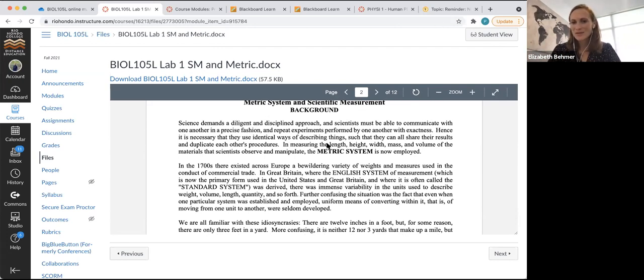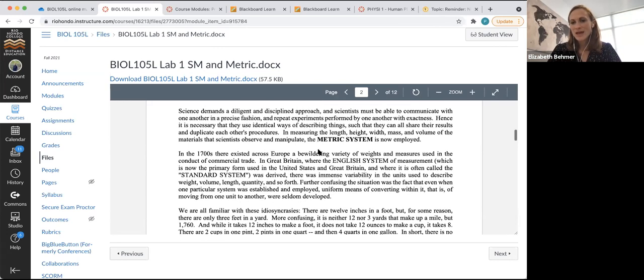So because of that, scientists observe and use the metric system, which measures length, height, width, mass, and volume with all the same units. The metric system is also called the standard system, or SI system. It's used really in all parts of the world except the United States. So in the United States, what do we use?